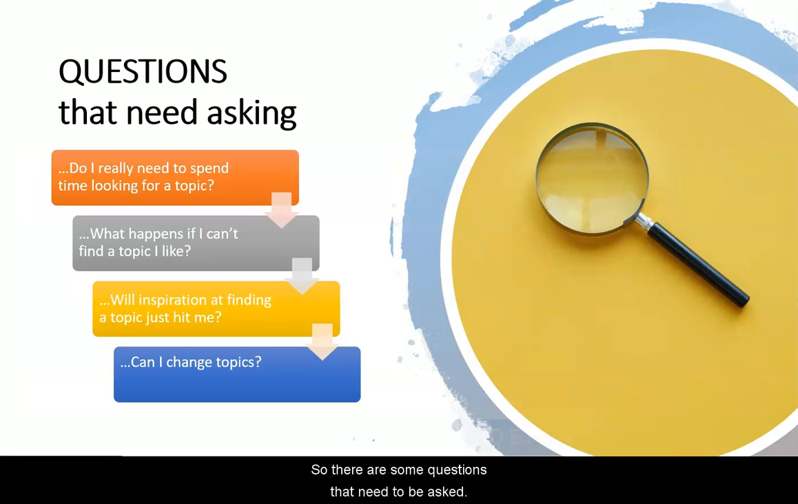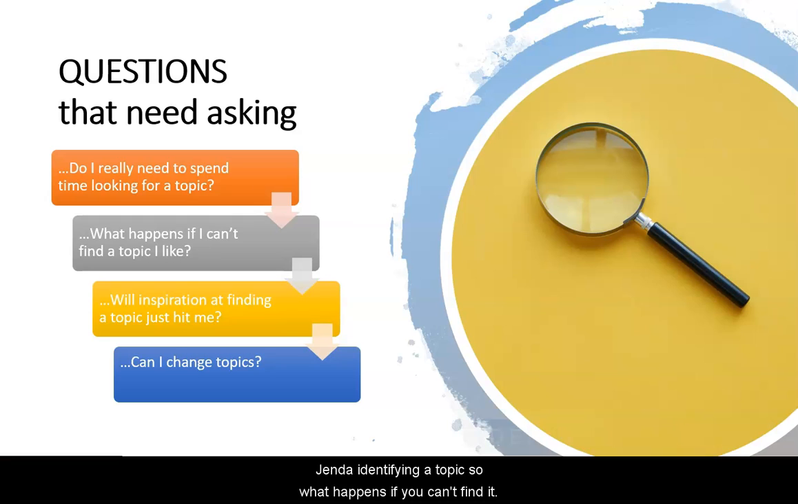So there are some questions that need to be asked. And the first one is, do you really need to spend time looking for a topic? And the answer to that is yes. Very simply, yes. And you'll see it as kind of a research agenda to identifying a topic.